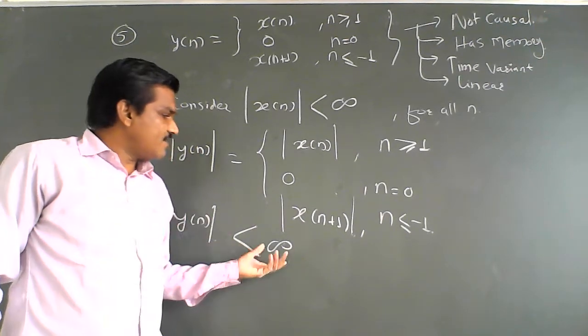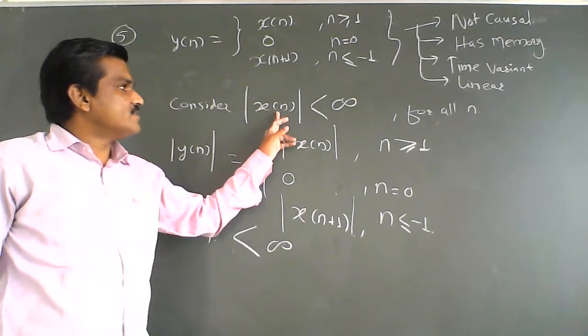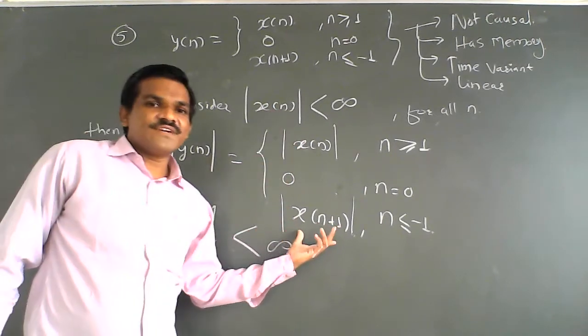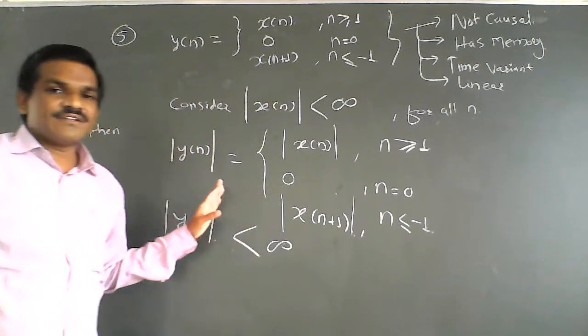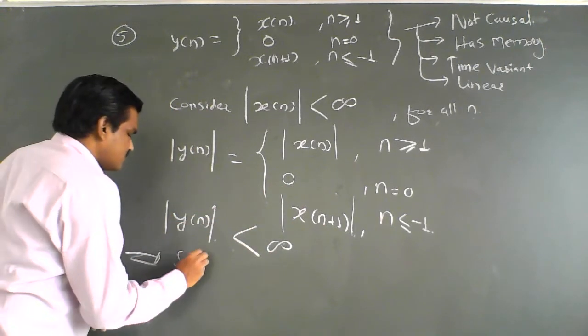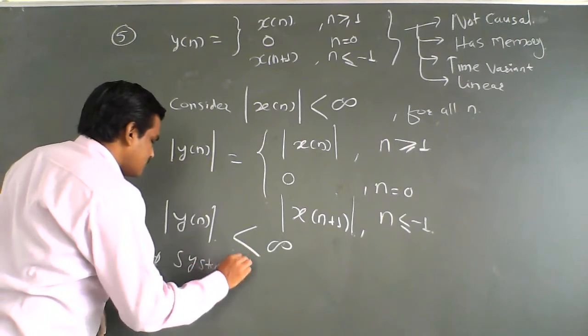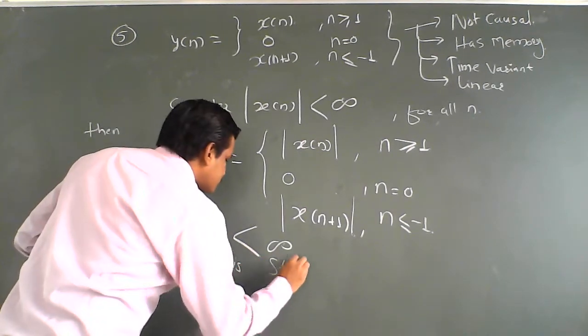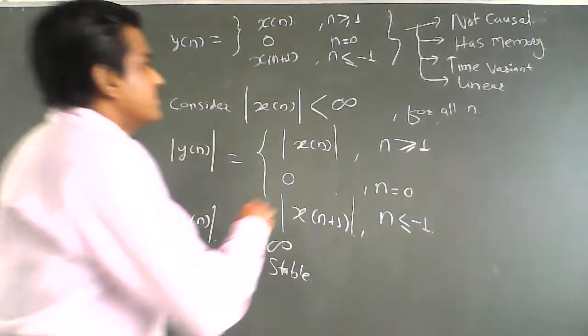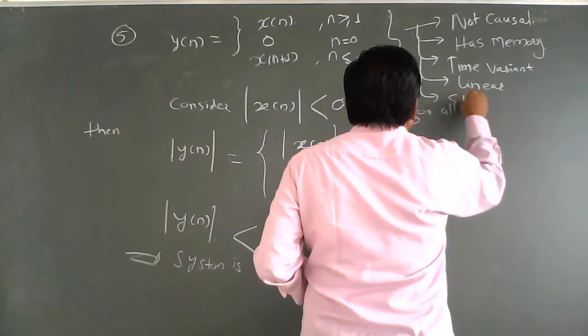Here any variable is not there, only this is the original sequence. Or you can say x of n is there, and this is just the shifted x of n, there is no other variable. So we can say that the system is stable. The system is stable. So I will write it here, the system is stable.